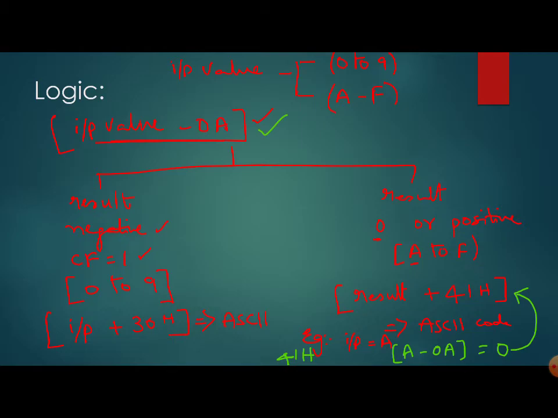So this is how we first understand whether the input value is between 0 to 9 or A to F. If it is between 0 to 9, simply add 30 to the input number, and if the input value is a character A to F, then the result from the subtraction plus 41H will give you the ASCII code of the corresponding input value.